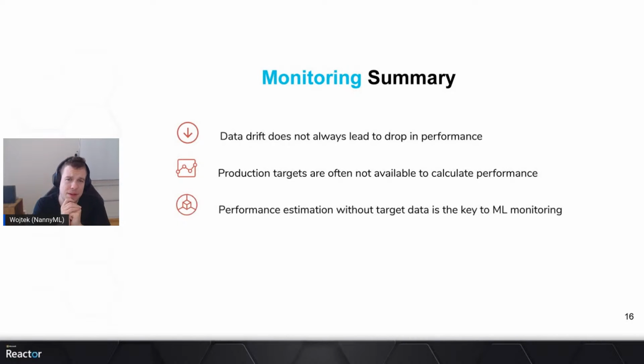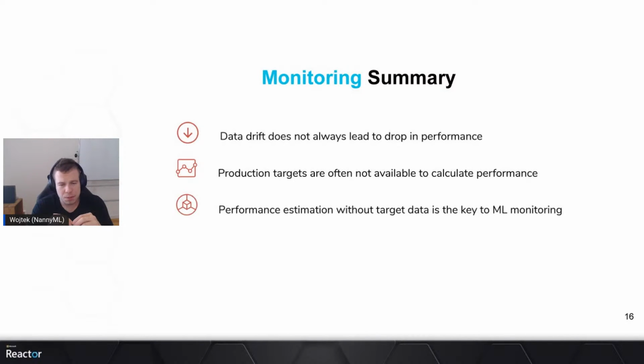So wrapping up, let's summarize. First of all, we need to somehow track performance, and data drift is not the way to do it, because it does not always lead to a drop in performance, or even to use a stronger statement, it rarely leads to a drop in performance, but we always need to know whether it does or not. And secondly, we'd like to just compute performance all the time to know what's going on. But of course, we cannot do it because the production targets are often not available.